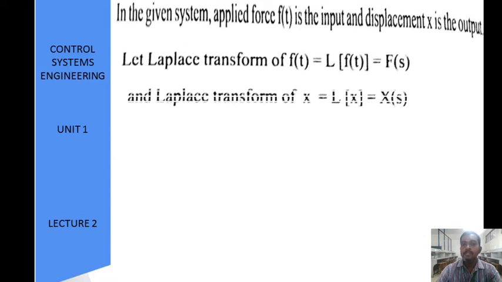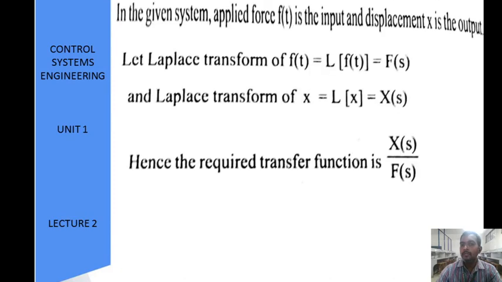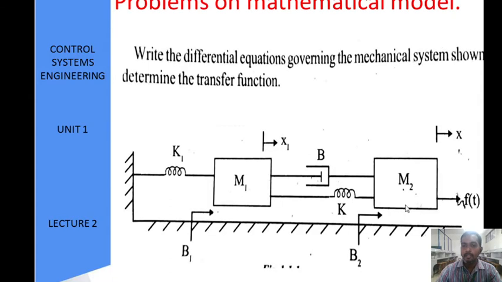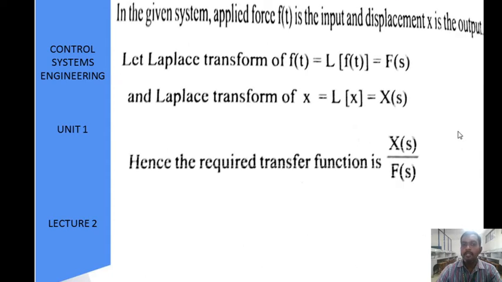So in the given system, as I have already told you, the applied force is f of t and the displacement is x. See here, the applied force is f of t and the displacement is x. So the Laplace transform of f of t is equal to f of s, and the Laplace transform of x, that is displacement, is equal to x of s.